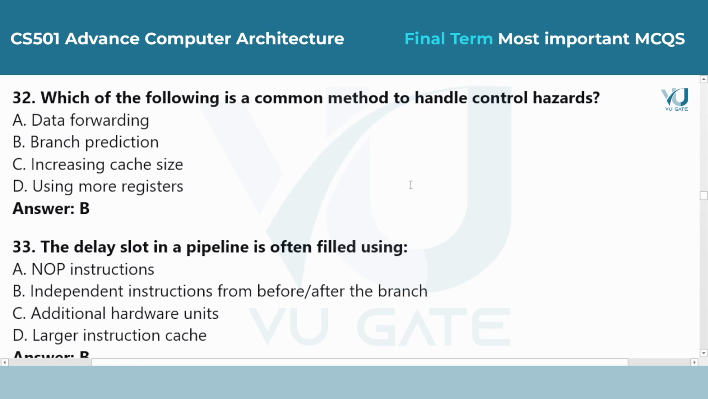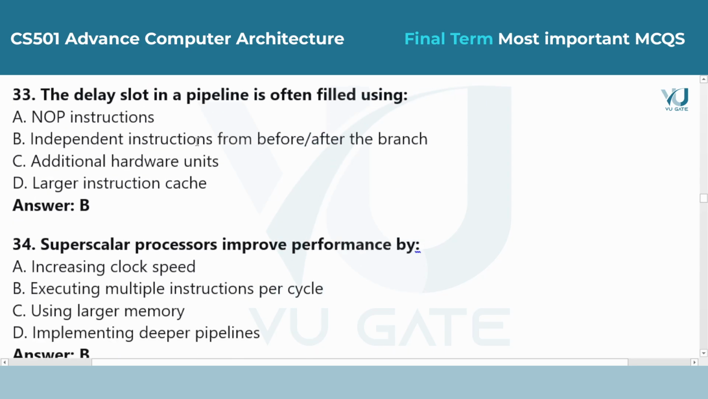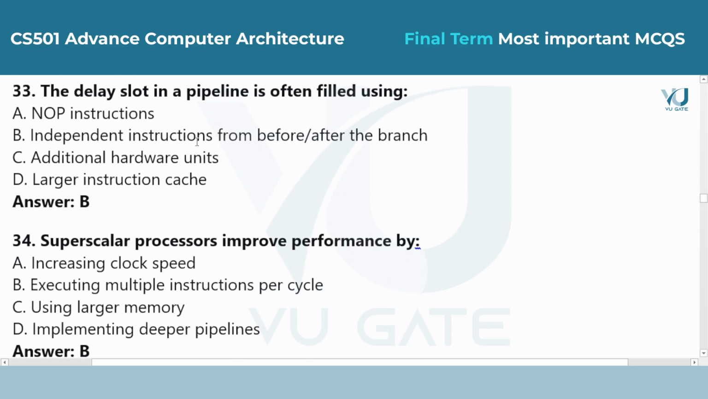32. Question: which of the following is a common method to handle control hazards? Answer: B, branch prediction. Concept: this technique guesses the outcome of a branch to keep the pipeline full instead of stalling. 33. Question: the delay slot in a pipeline is often filled using? Answer: B, independent instructions from before or after the branch. Concept: this makes use of the cycle that would otherwise be wasted after a branch instruction.